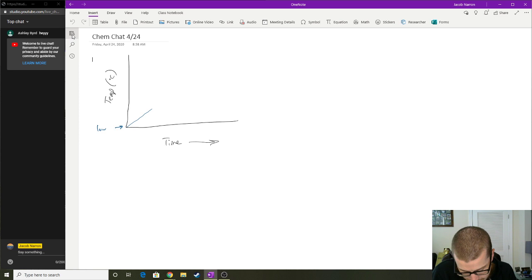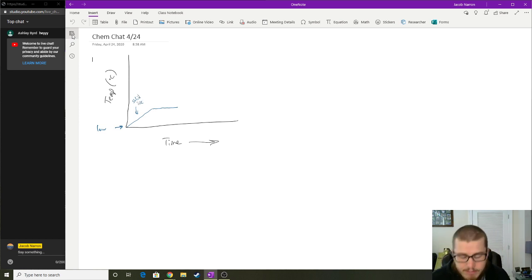And so phase changes are always going to look like this. They're always going to be a flat line. Wow, what a great flat line. Let me try and do that again. Okay, that's about the same. But anyway, let's just say this is solid ice. So this is water as a solid.